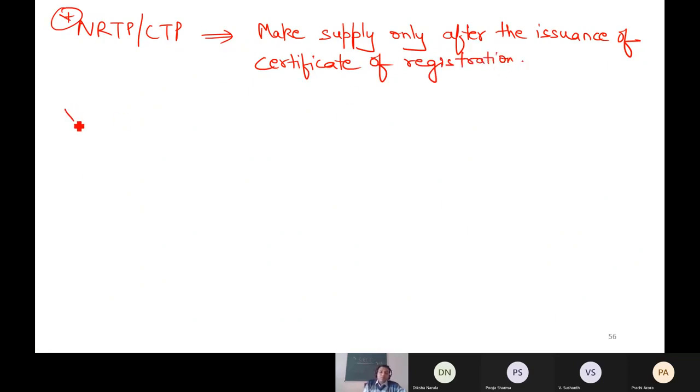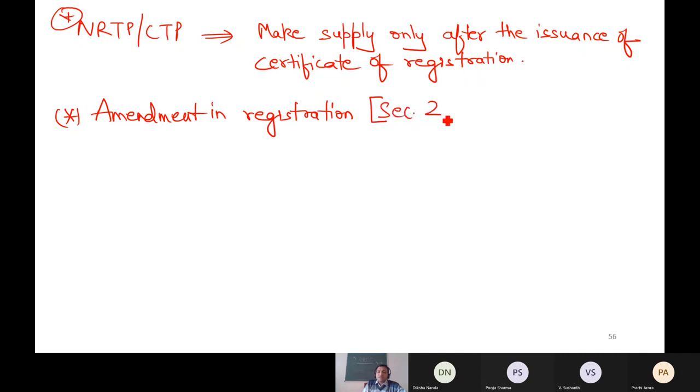And now section 28, amendment in registration. Now changes are bound to happen, it can happen. It does not mean that the mobile number which I have given 2 years ago will remain same. It can change. It's possible that my email ID has to be changed. It's possible that I want to change the name of my business, name of my shop. So amendment is a general process, there is no problem.